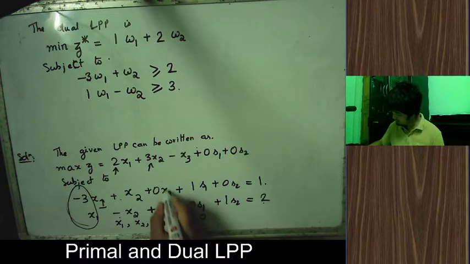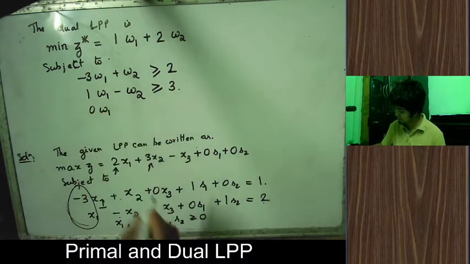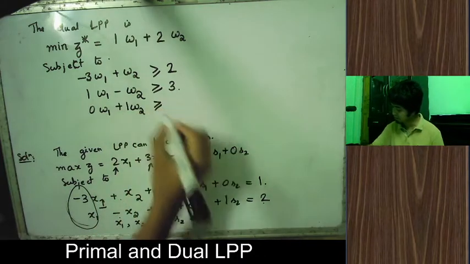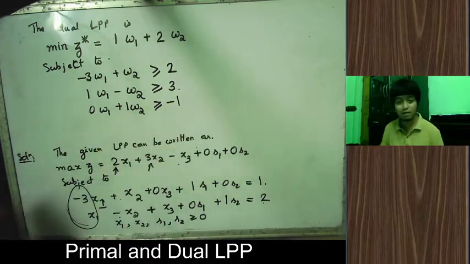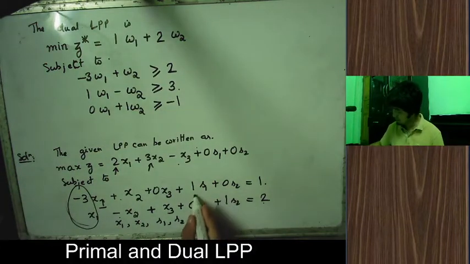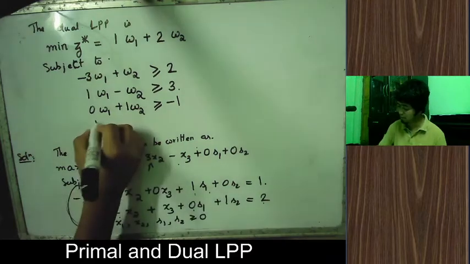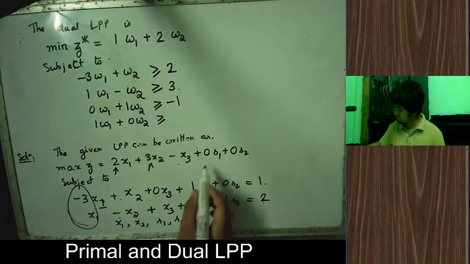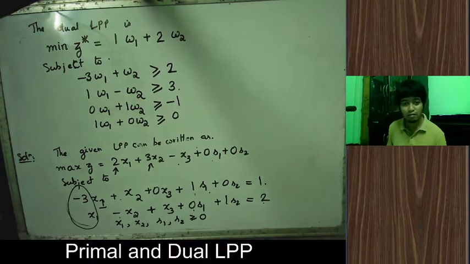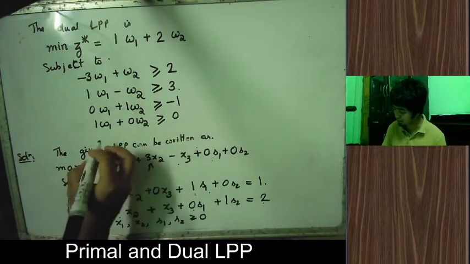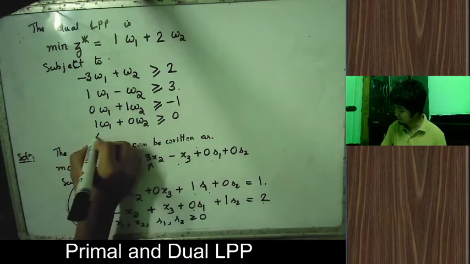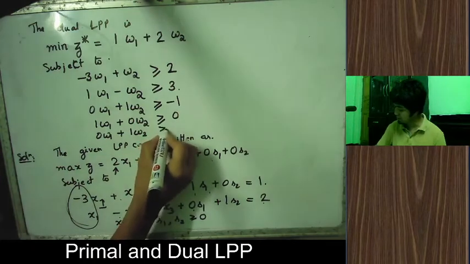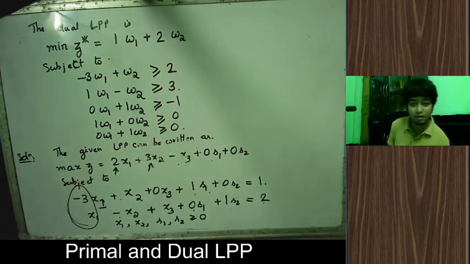Okay, similarly over here, 0 w1 plus 1 w2 greater or equal to minus 1. Okay, similarly over here, 1 w1, 0 w2 will be greater or equal to 0. So you can just write it as w1 greater or equal to 0. Similarly, the last one will be 0 w1 plus 1 w2. It will be greater or equal to 0. Okay, so this is all.